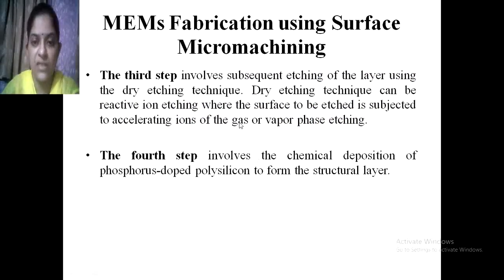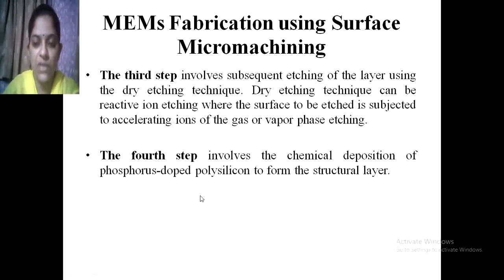Then the third step involves subsequent etching of the layer using dry etching techniques. Dry etching techniques can be reactive ion etching, where the surface to be etched is subjected to accelerating ions of the gas, or vapor phase etching. So in the third step, the dry etching technique is used.